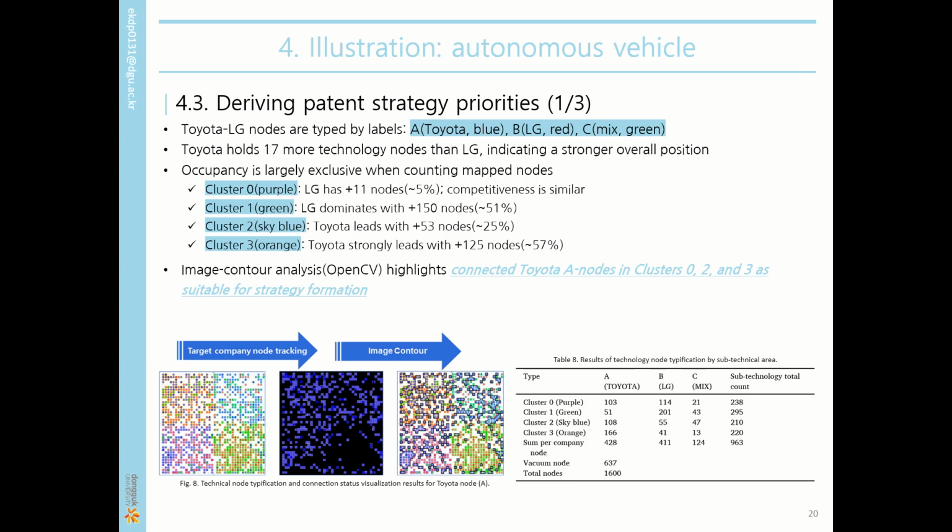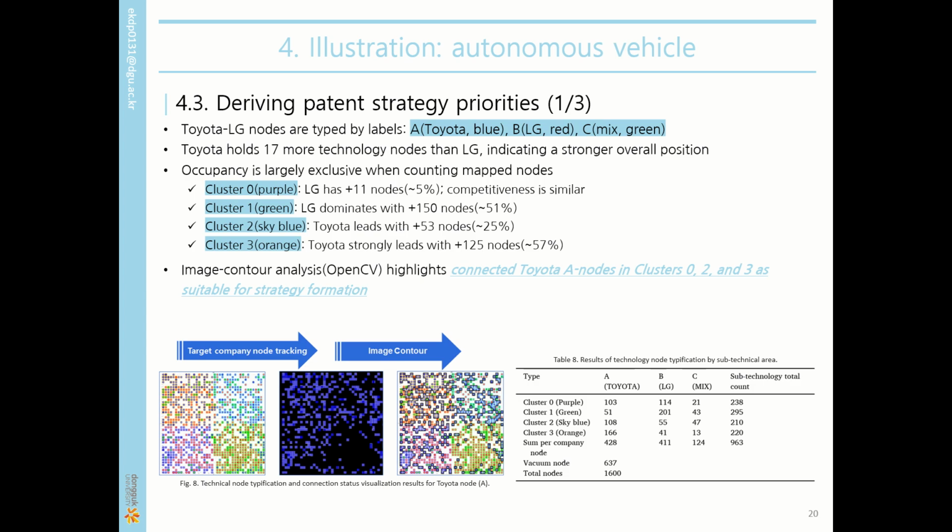In cluster 0, LG has 11 more nodes, roughly 5%, so the rivalry is close. In cluster 1, LG dominates with 150 more nodes, about 51%. In cluster 2, Toyota leads with 53 more nodes, about 25%. In cluster 3, Toyota strongly leads with 125 more nodes, about 57%.